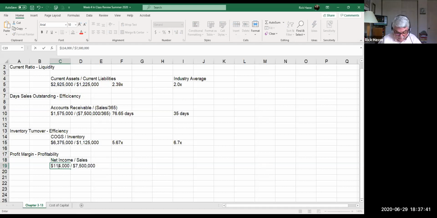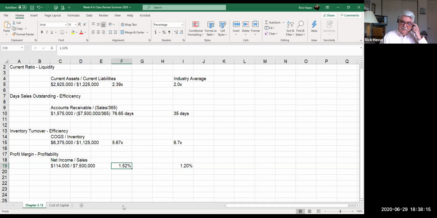The profit margin is a percent number, and in this case, the profit margin of this company is 1.52%. The industry average, 1.2%. So they're doing pretty good there. Remember, again, the higher this, the better. So for every dollar of sales, we're making 1.5 cents. That's our profit margin.